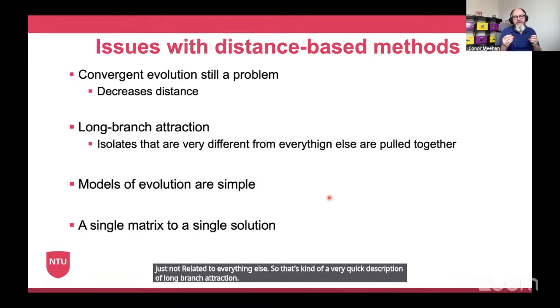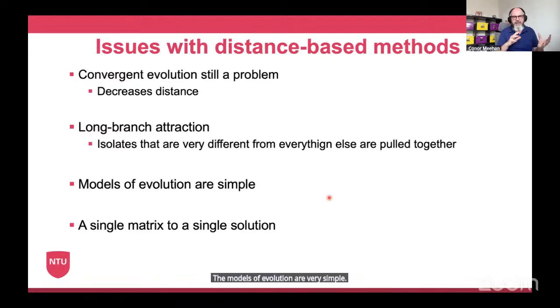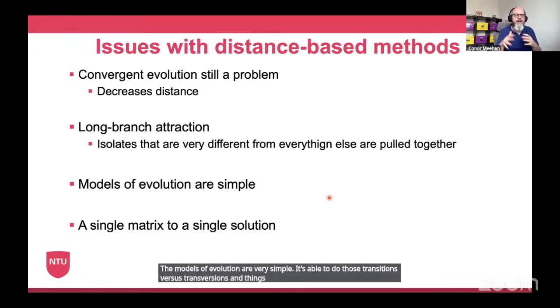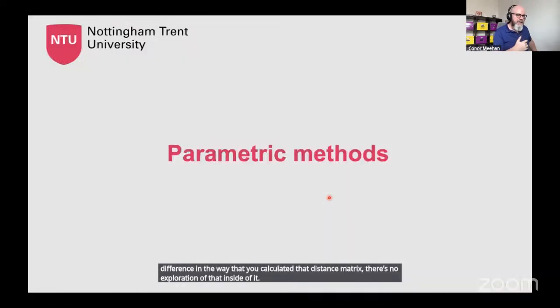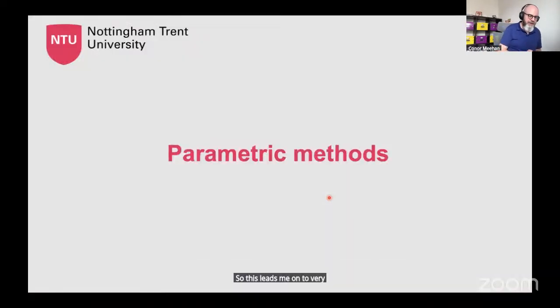The models of evolution are very simple. It's able to do those transitions versus transversions and things like that, but it can't do very complex models, what we call site heterogeneity. You might see in a paper that they said, we built this tree with a gamma distribution for site heterogeneity. So you can't do that with something like a distance approach. And it starts from a single distance matrix and it goes to a single solution. So if there's any kind of difference in the way that you calculated that distance matrix, there's no exploration of that inside of it. So this leads me on to very briefly talking about parametric methods.